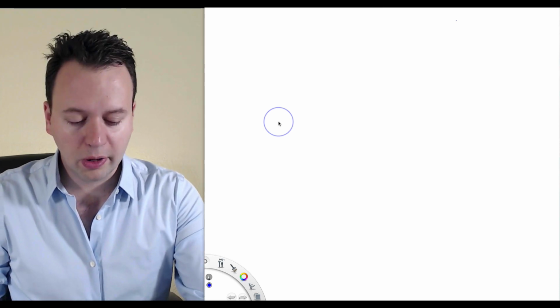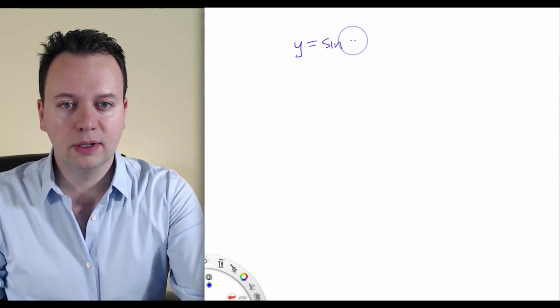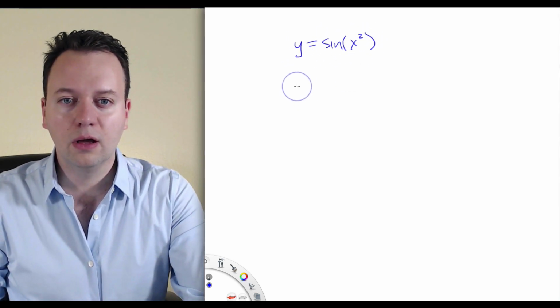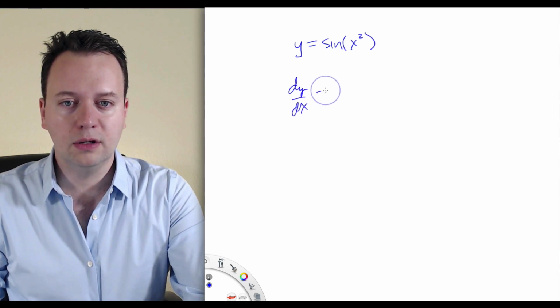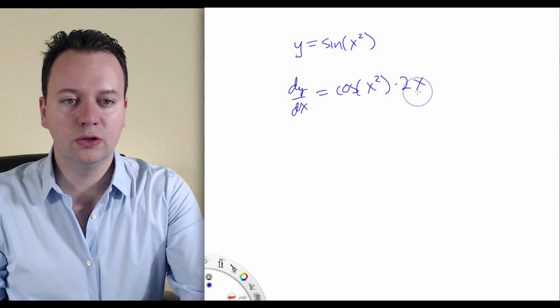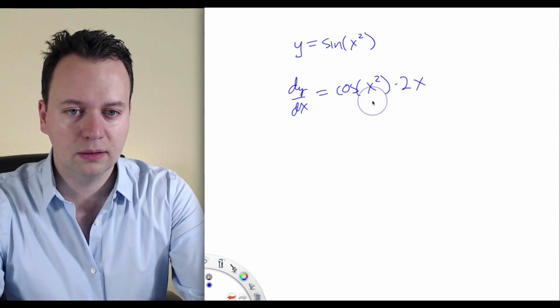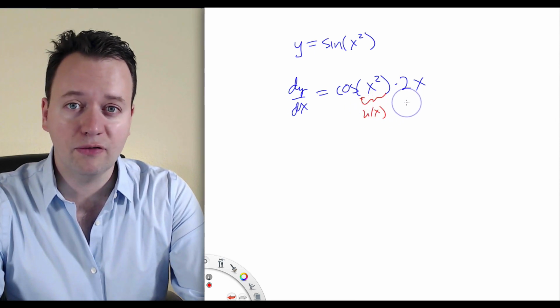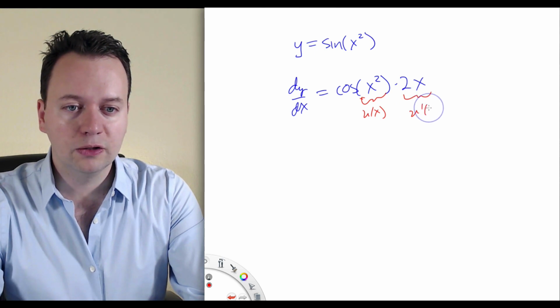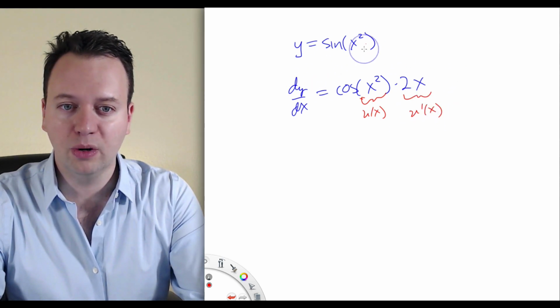So we can look at an example. Suppose we have y is equal to sine of x squared. Well, the derivative is going to be cosine of x squared and then times 2x. Right? So here we have our inside function u of x, and on the outside we have u prime of x, just like that. So the major-minor rule basically deconstructs this and helps you reverse it.